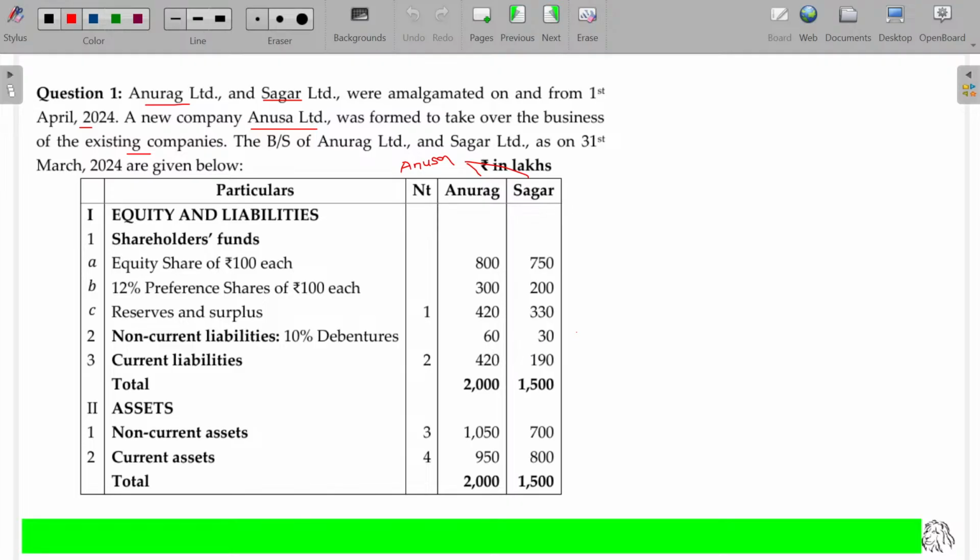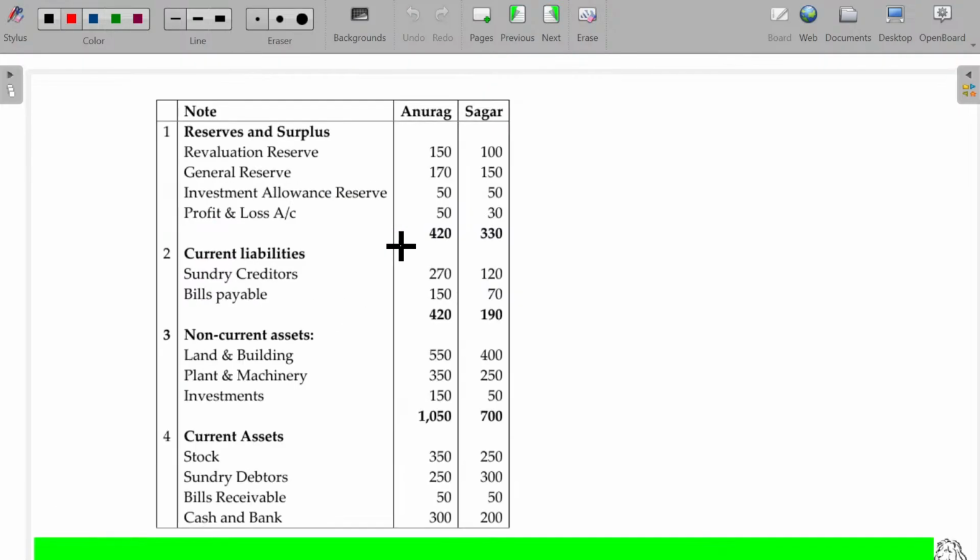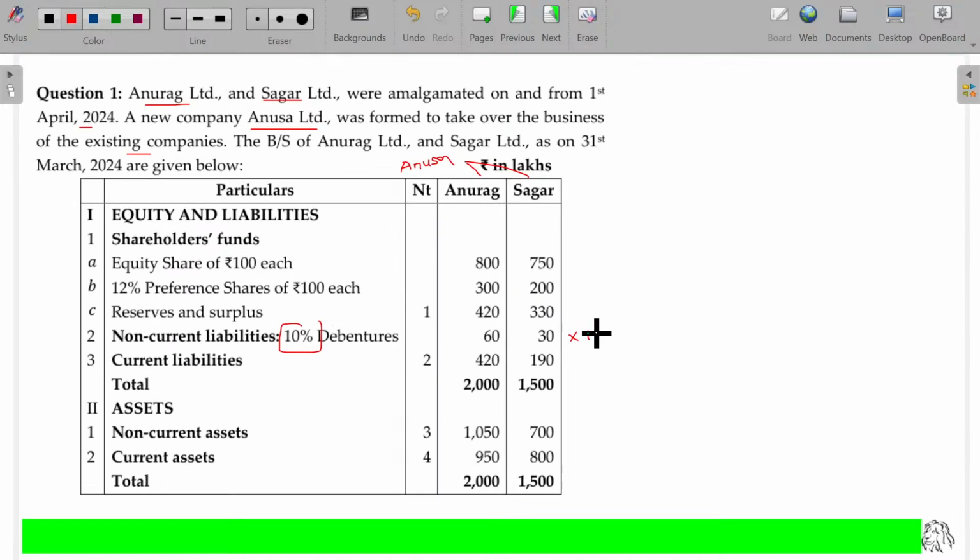Now, this is 10% and 15% will be the new rate. So into 10 by 15. Naturally, what happens? This will be 40, this will be 20. Am I right? This will be the new issue. New issue. Right.